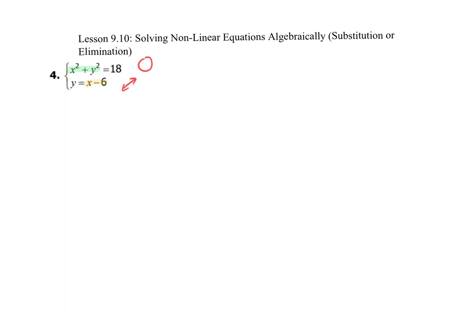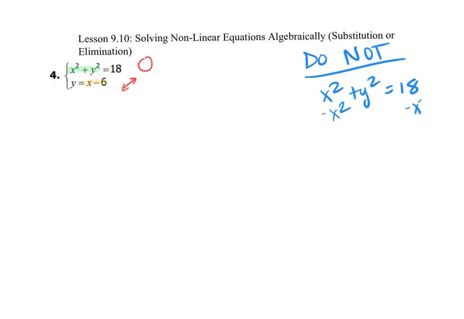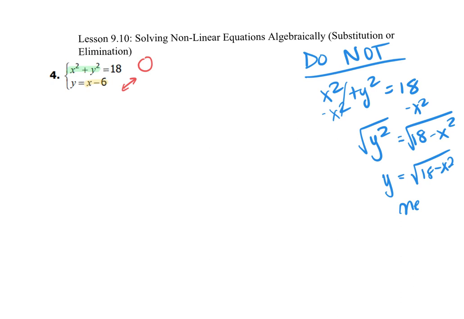Whenever you're dealing with a circle, do not try to solve for y. That makes a huge mess. We're not going to do substitution where we have them both in terms of y equals. So do not take this x squared plus y squared equals 18 and subtract x squared to get y squared equals 18 minus x squared. You'd have to square root both sides, because you would need it in terms of y, and this is such a mess. Don't try it. I'm not there in person to tell you about this more, but just don't do it.